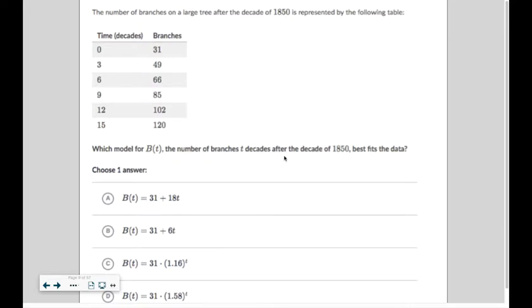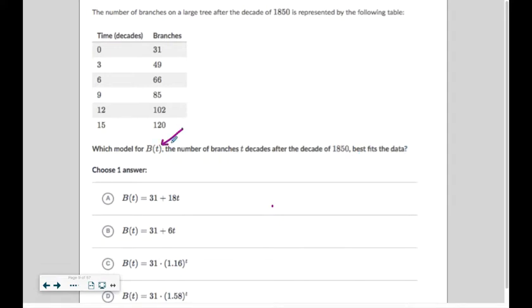So here's an example. The number of branches on a large tree after the decade of 1850 is represented by the following table. So they give you a table. Now remember, they could give you the table vertically, they could give it to you horizontally, so don't freak out if they do, okay? And they ask which model, be it T, the number of branches T decades after the decade of 1850, best fits the data. Well, first of all, don't be frightened.